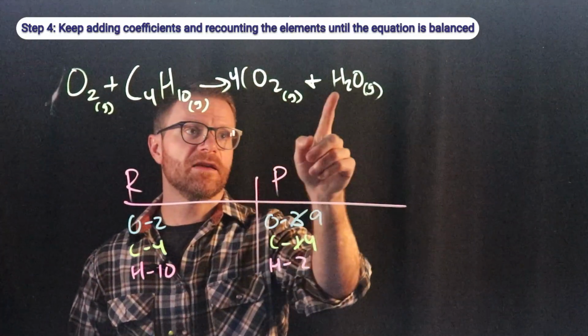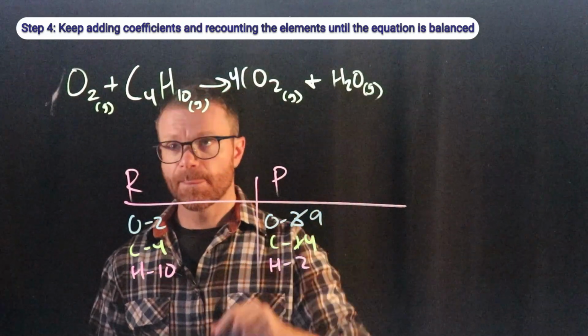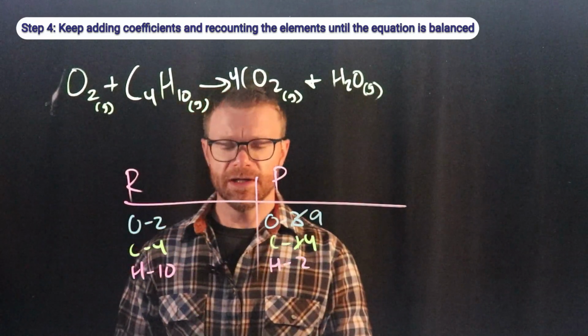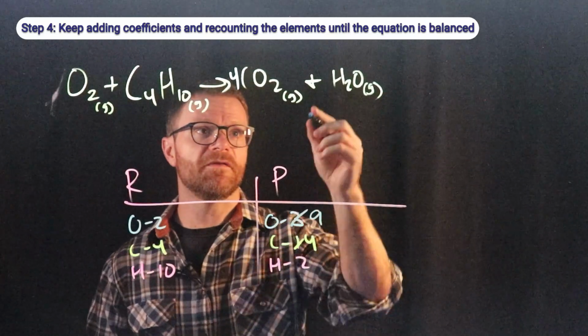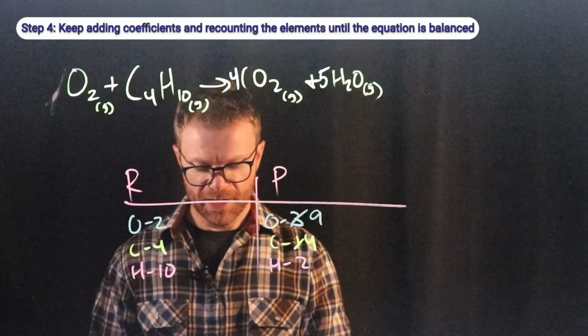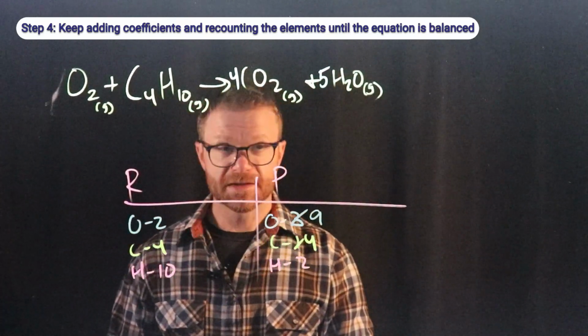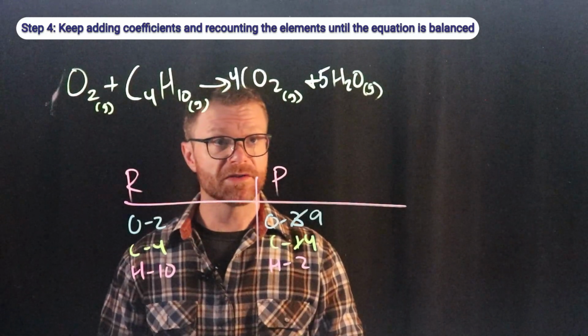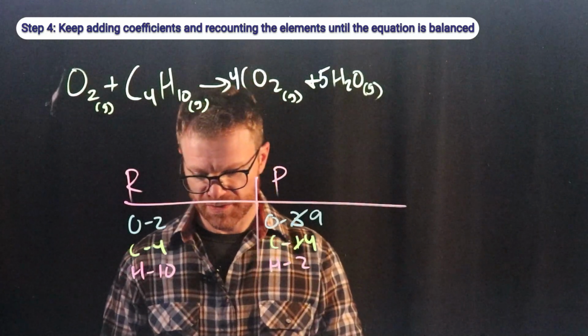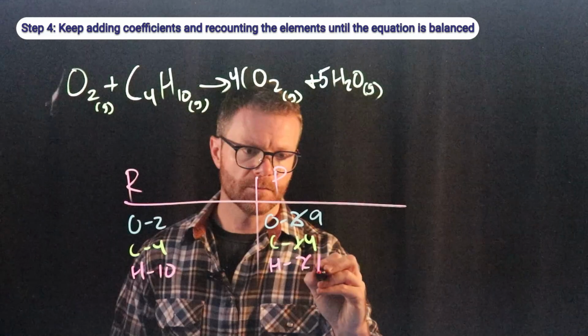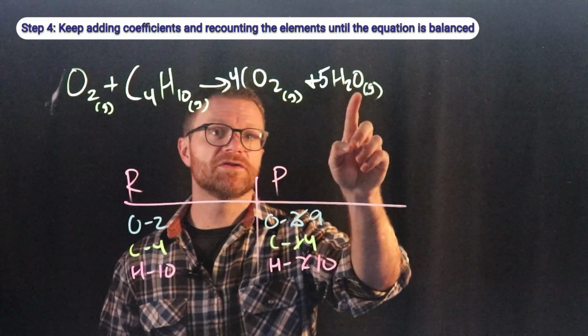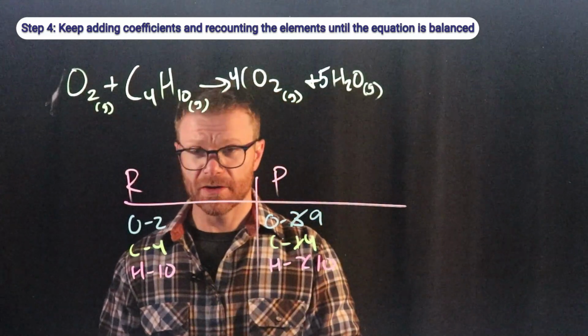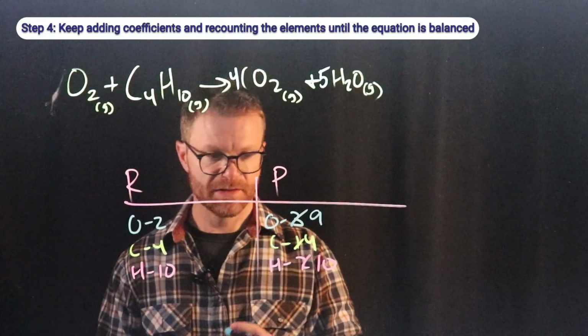Let's take a look at our hydrogens. Here we have 10, and here we have 2. So how many groups of 2 do we need to get 10? We're going to need 5. So if we put a 5 in front of that H2O, that's going to give us 10 hydrogens, but it's also going to give us 5 more oxygens. So if we have 5 oxygens here and 8 oxygens here, that's 13 oxygens.